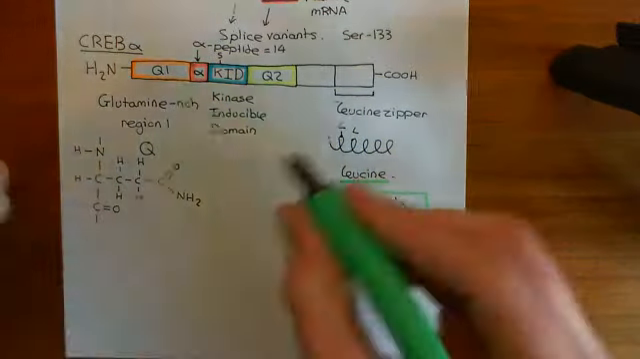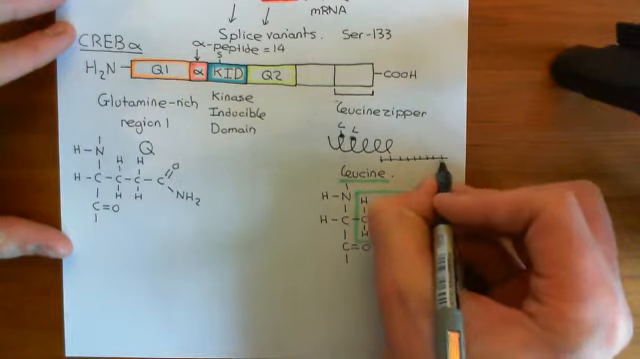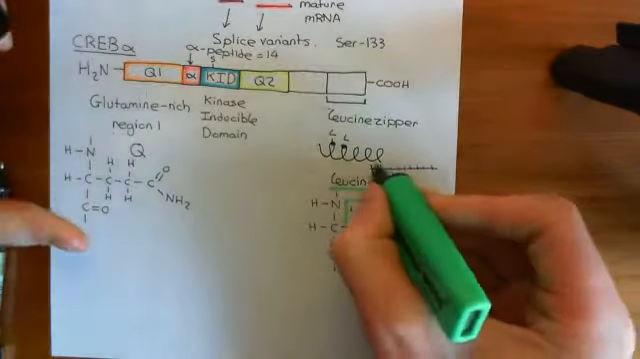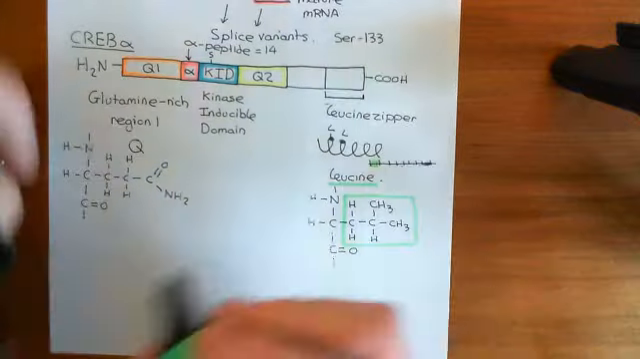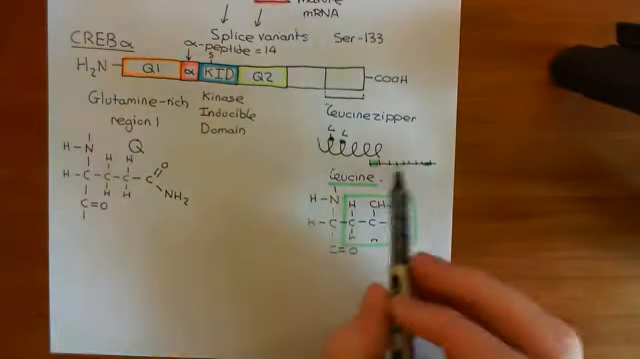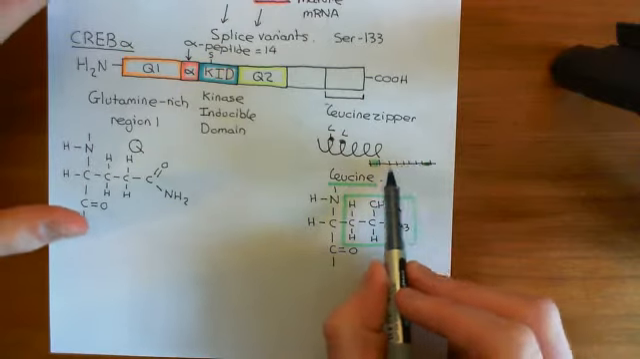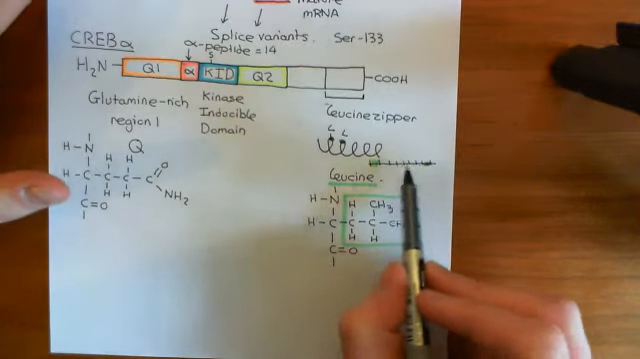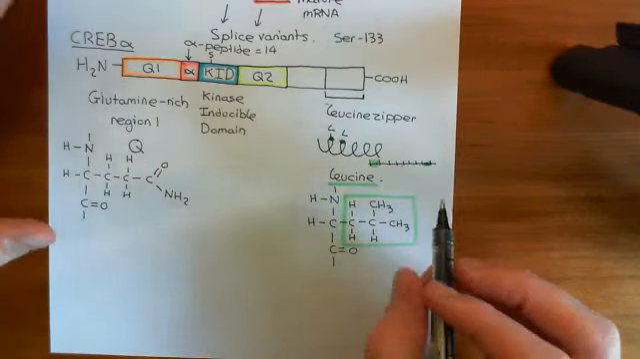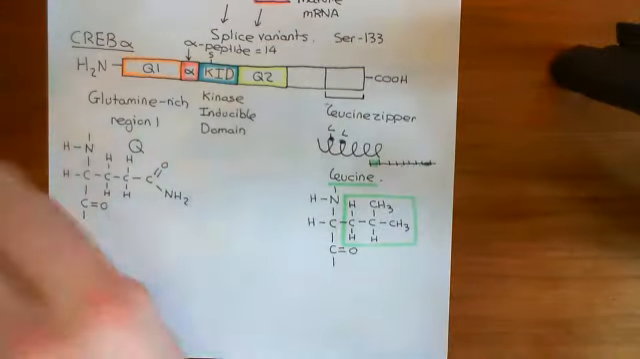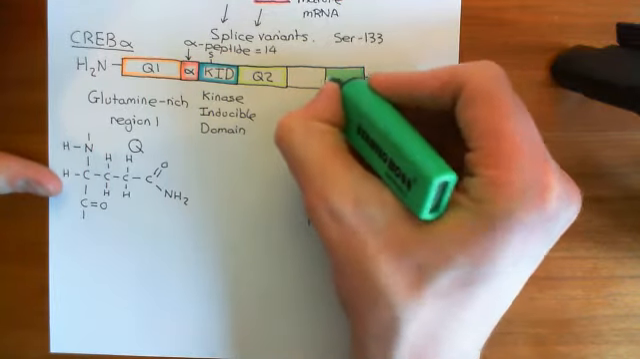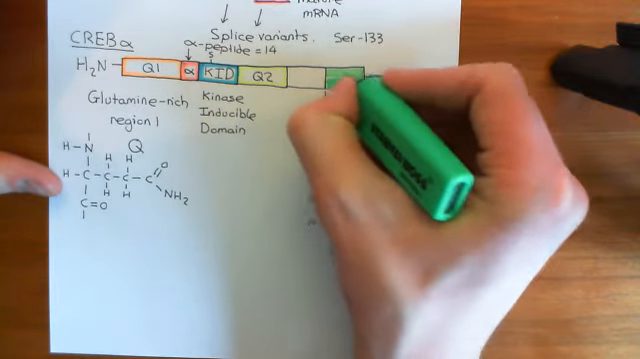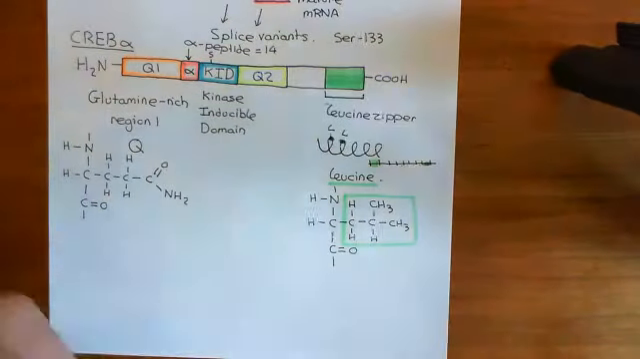So if this is 1, 2, 3, 4, 5, 6, 7, 8, then if this one is a leucine, you'll then go 1, 2, 3, 4, 5, 6, and then the 7th one will be a leucine. So you have leucines separated apart by 6 amino acids in between them, and that's a leucine residue every 7th amino acid. So in this leucine zipper region, you have leucine residues every 7th amino acid, and this is going to be really important in dimerizing CREB proteins together.